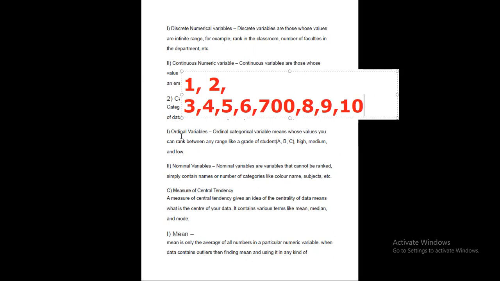700. Okay. All will agree that 700 is kind of odd. Yes or no? Okay. Now, can you tell me why this is odd? One by one, not all at a time. Why do you think that this 700 is odd in this data set?